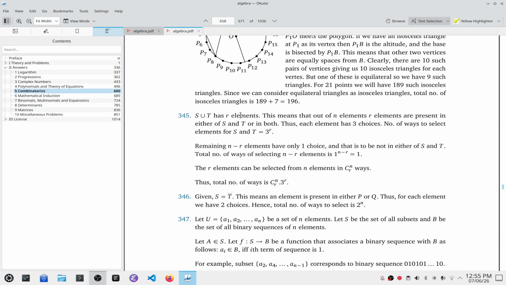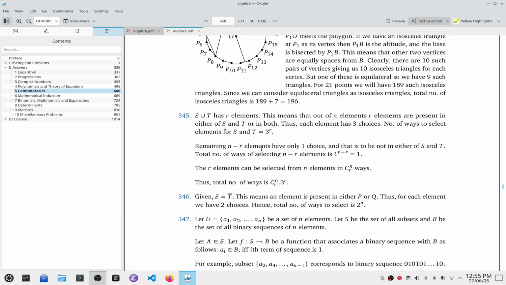So S union T has r elements. That means out of n elements, r elements are present in either of S or T or in both. Thus, each element has 3 choices. Number of ways of selecting elements for S and T are 3 to the power r.